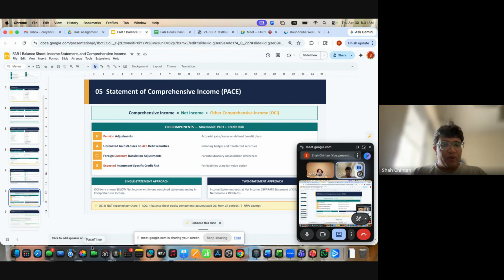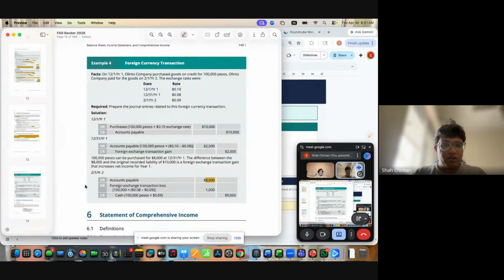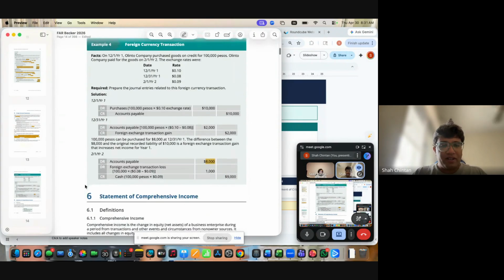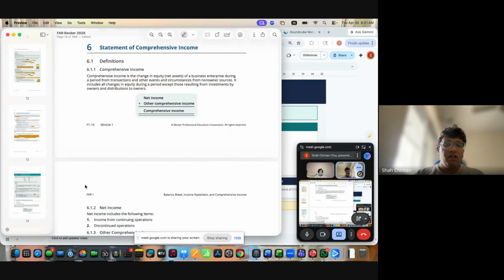All right, एक बार quickly आपकी बुक देख लेते हैं and then we can solve few MCQs. So statement of comprehensive income. Statement of comprehensive income आपको क्या दिखाता है कि during the year क्या चीजें change हुई है in your OCI. So your net income plus OCI is a comprehensive income.